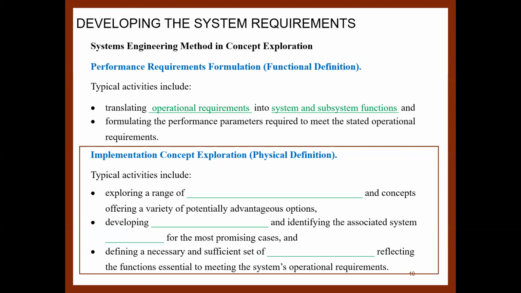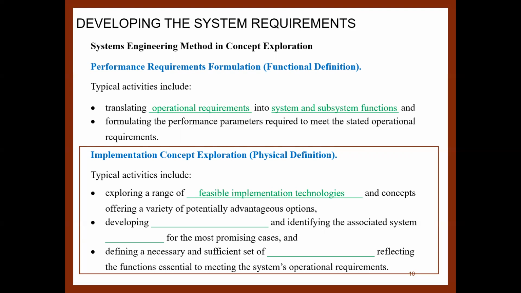Next, we go to the implementation concept exploration, which is the physical definition, and typical activities include exploring a range of feasible implementation technologies and concepts offering a variety of potentially advantageous options. So here we can use existing technology. Let's say your system requires some type of location device. We can use GPS technology to address those. If there's a need for, I don't know, some type of algorithm to be run, there's a computer that you can use, which is an existing technology.